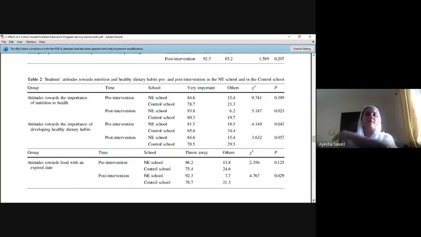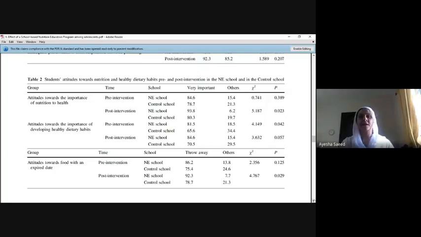So with nutrition education, very obviously their knowledge was bound to improve. But we will have a look at the attitudes. The first attitude that they have covered, attitudes towards the importance of nutrition to health. At the pre-intervention, the nutrition education group, 84% thought that it was significant. Afterwards, 93% thought so. At the control group, 78, and then at 18.